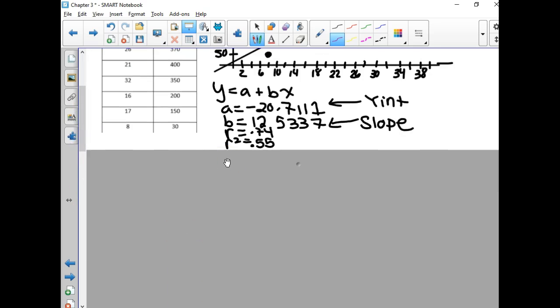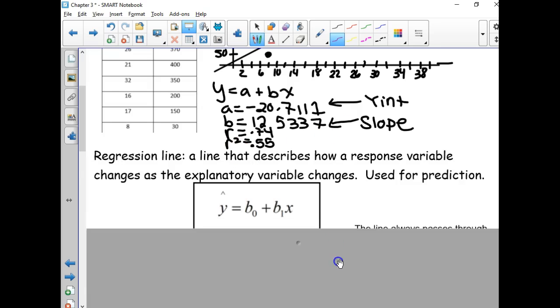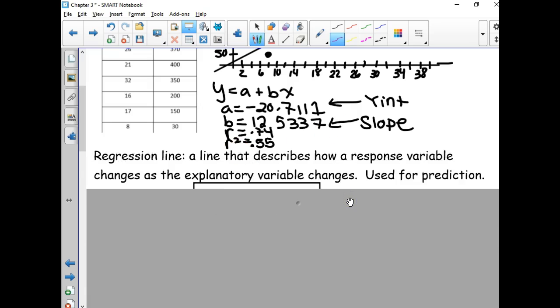Obviously in stats we need to go more in depth. We need to tell the story behind those numbers. What does the slope actually mean? What does the y-intercept actually mean? A regression line, just statistically, is a line, the definition, a line that describes how a response variable changes as the explanatory variable changes. If the mixer weighs more, you're going to pay more. The mixer doesn't weigh as much, you're not going to pay as much. As that weight changes, the cost changes.